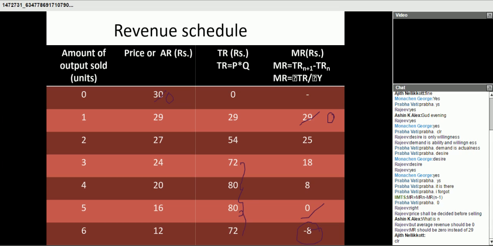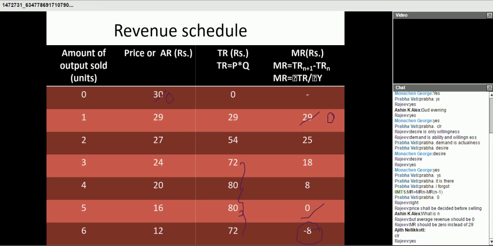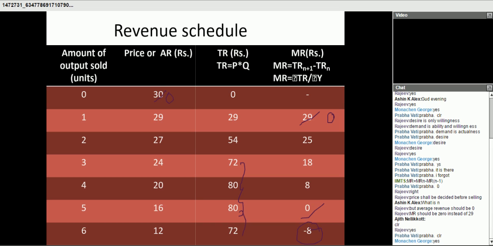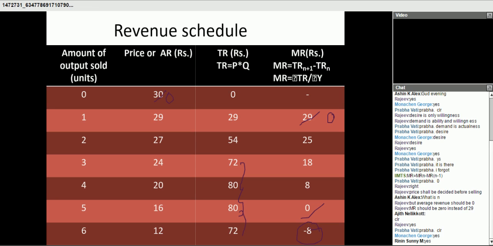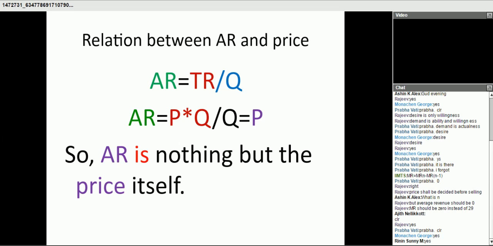Alright. Is this clear to everybody? This column of marginal revenue. Rinin, is it clear to you? You have attended previous sessions, I think. Shabnam, Ashen, Ajit, Kelvin, Muhammad. What about you all? Okay, if it's clear, then we can go ahead.